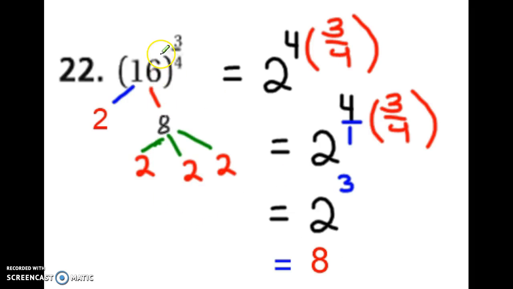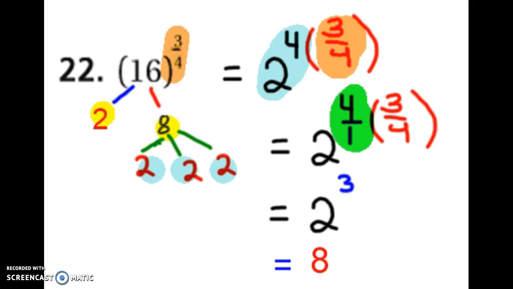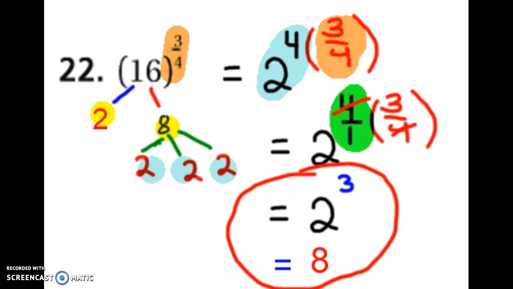Number 22, first thing I noticed, I could factor 16. So I have 2 times 8. And I factor 8, which is a perfect cube. That's how I got 2 to the 4th power. And I take 2 to the 4th power, multiply it by 3/4. I'm going to write 4 over 1 as a fraction. And I notice the 4's reduce when I multiply these together. So I get 2 to the 3rd power, which equals 8. You also can solve this by using radicals, but this is a simpler way.